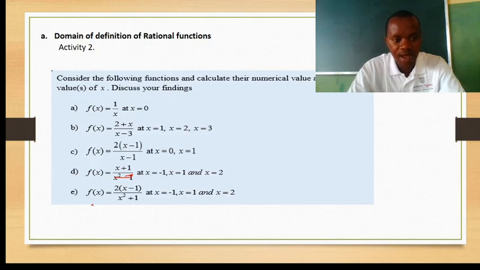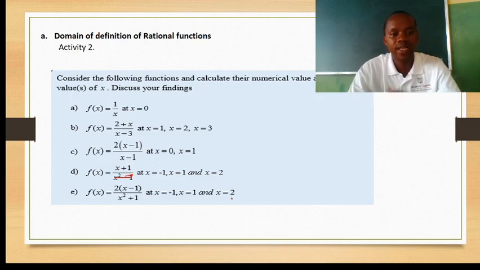Finally, on number E, f of x is equal to 2 times (x minus 1) over (x squared plus 1). You replace x by minus 1, x by 1, and also replace x by 2. And then you will get the respective answers and you think about them.